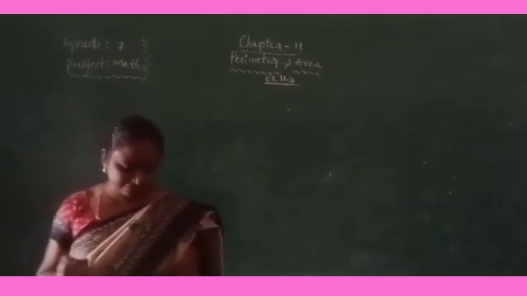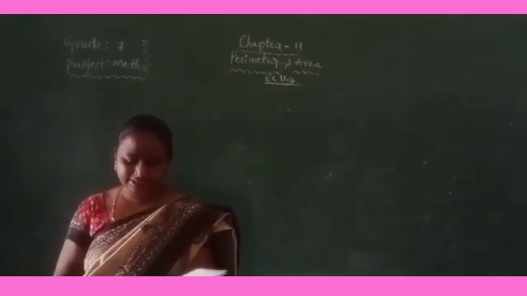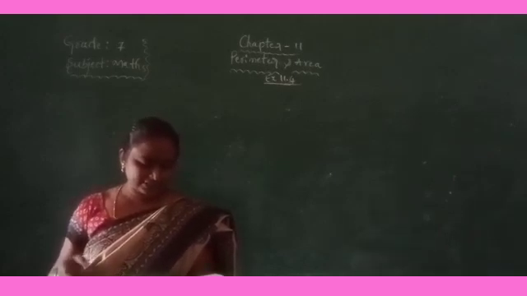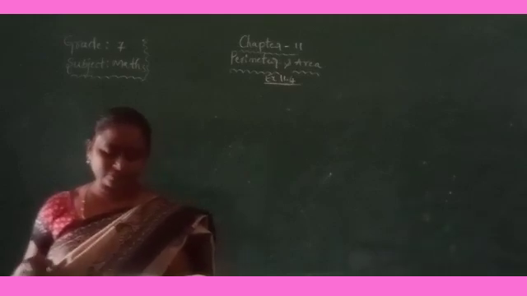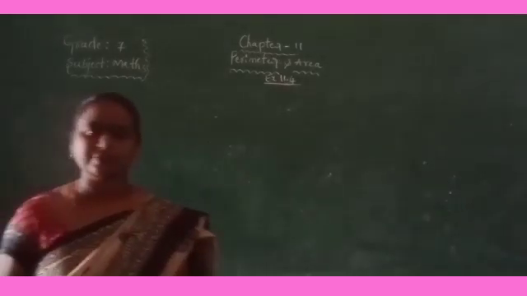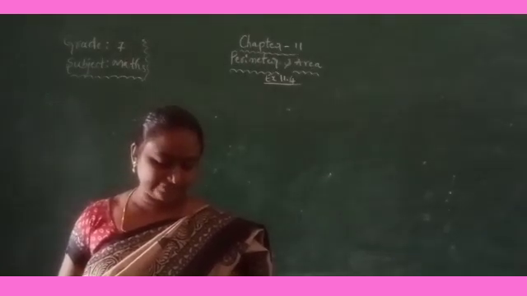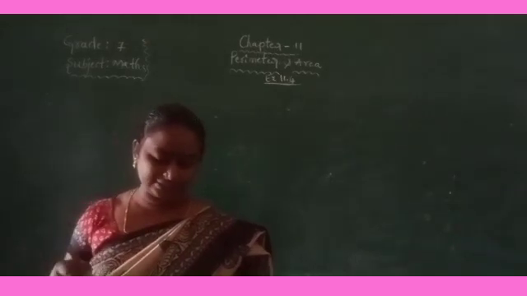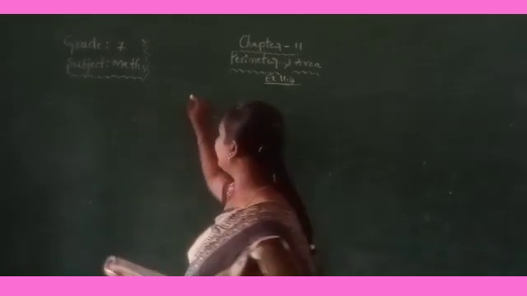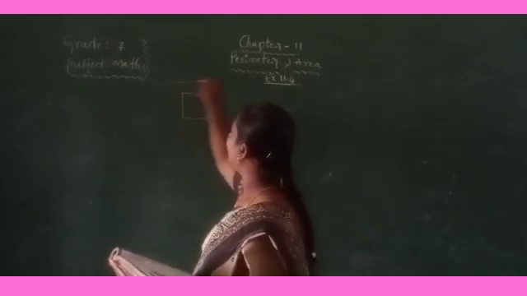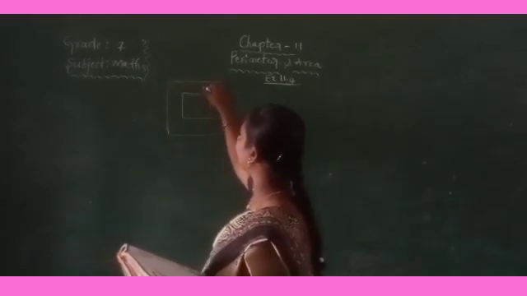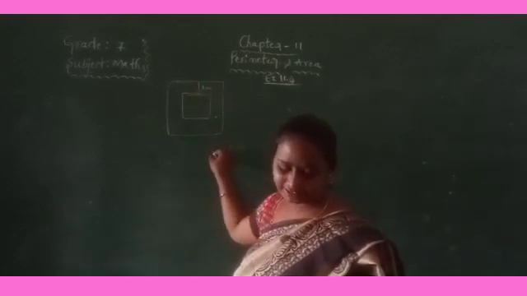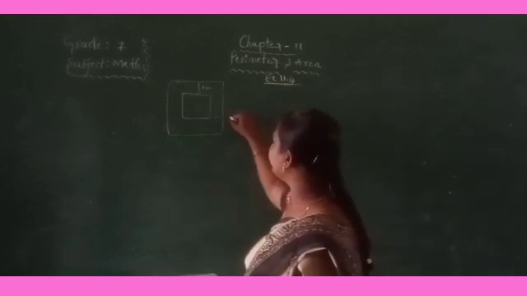See children, fifth question. A path 1 meter wide is built along the border and inside a square garden. Outside 30 meter, find the area of the path and the cost of planting grass in the remaining portion of the garden at the rate of 40 rupees per meter square. Actually here one path is given, 1 meter wide, built along the border inside a square garden. Along the square garden there is a 1 meter wide path.